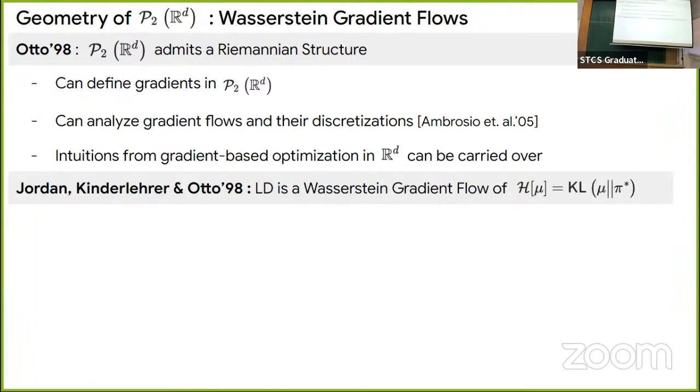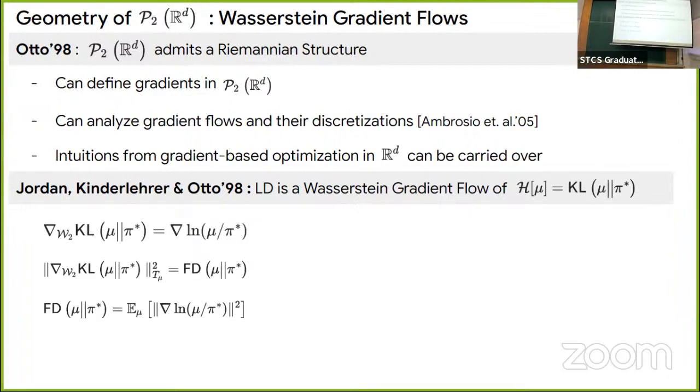Jordan, Kinderlehrer, and Otto, in their landmark paper, showed that Langevin dynamics is a Wasserstein gradient flow of the KL divergence. That is, if you consider the gradient flow of the KL between mu and pi star, the resulting trajectory is exactly equal to the evolution of the probability distribution of the Langevin dynamics, the continuous-time stochastic differential equation. Here we can consider the gradient with respect to the Wasserstein metric to be grad log of mu over pi, assuming mu has a density. The expectation of its square with respect to mu is the Fisher divergence.